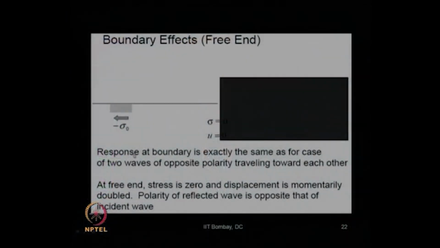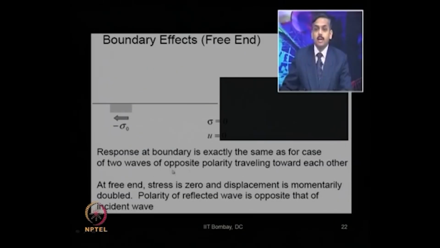Another boundary effect is the free end. Let us see what happens at the free end. At the free end, the response at the boundary is exactly the same as the case of two waves of opposite polarity traveling towards each other. This is opposite polarity, not the same polarity. When the same polarity travels, a different thing happens, as we have discussed.